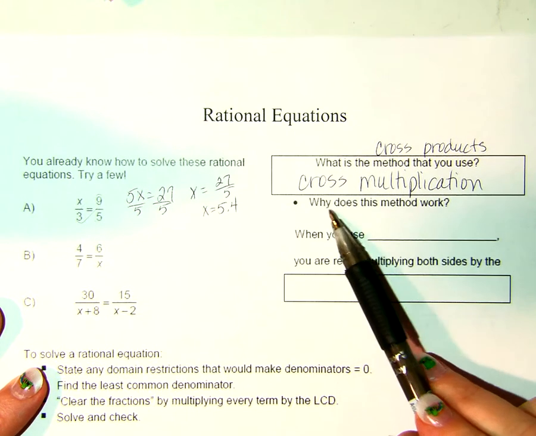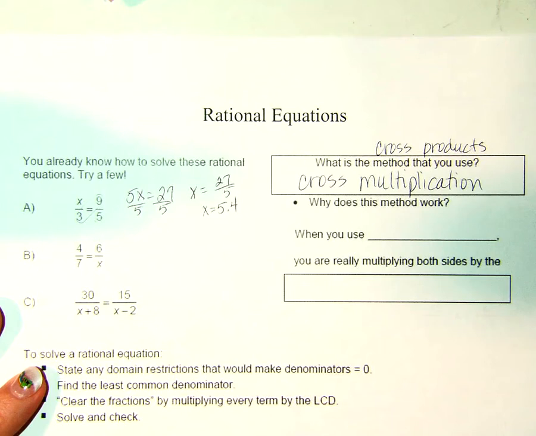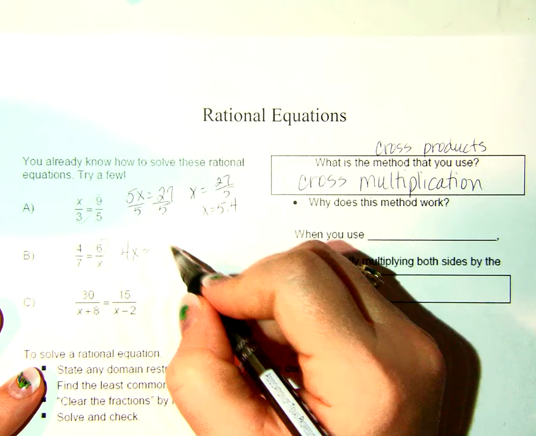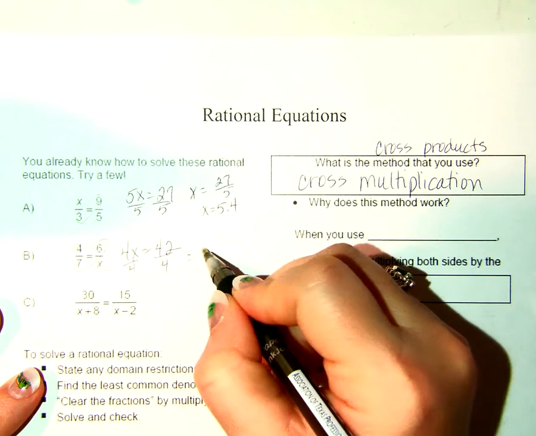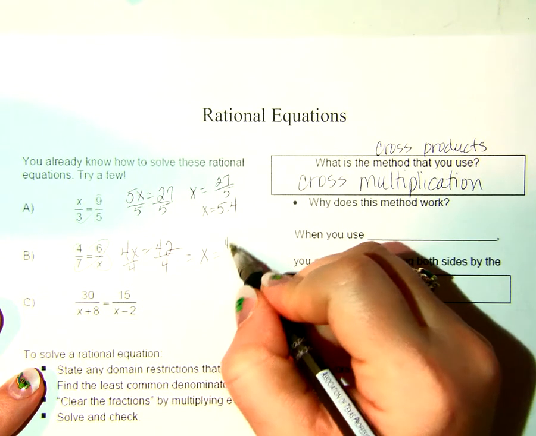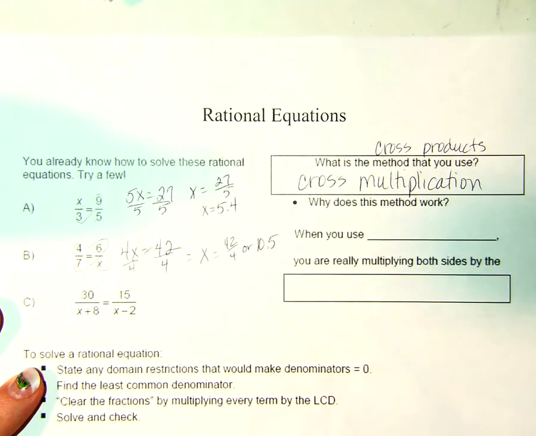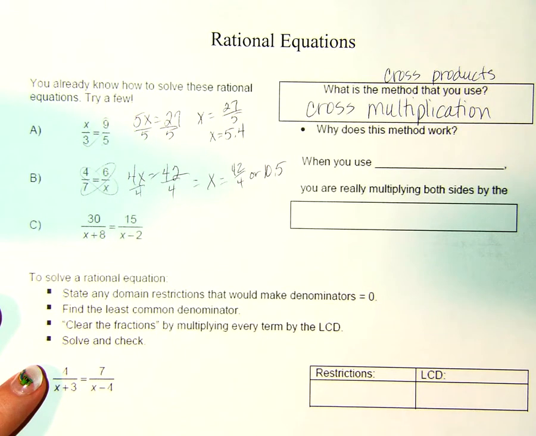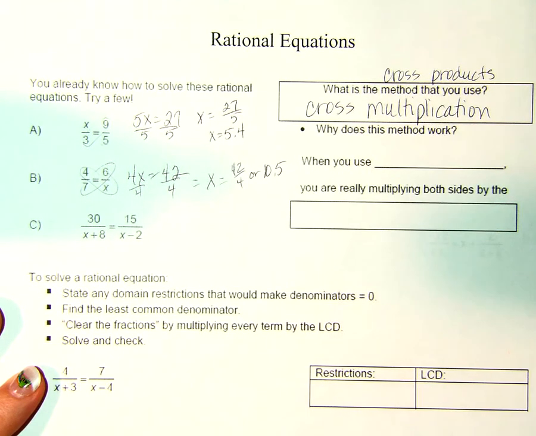Okay. Why does this method work? Let's do B real quick and let's see if we can figure it out. So 4x equals 42. If I divide both sides by 4, x equals 42 over 4, or 10.5. Okay. Did we figure it out yet? Why does cross multiplication work?